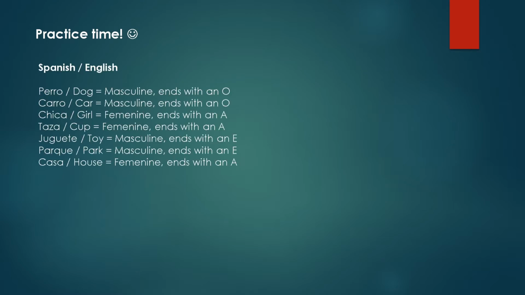As you can see, perro is of course masculine, it ends with an O. Carro is also masculine, ends with an O as well. Chica is feminine because it ends with an A. Taza is feminine because it also ends with an A. Juguete and parque both end with an E, so they are masculine, and casa ends with an A, so it's feminine. So as you can see, it's a very simple concept. It's just a matter of taking a look at the ending of the nouns to know if they are masculine or feminine.